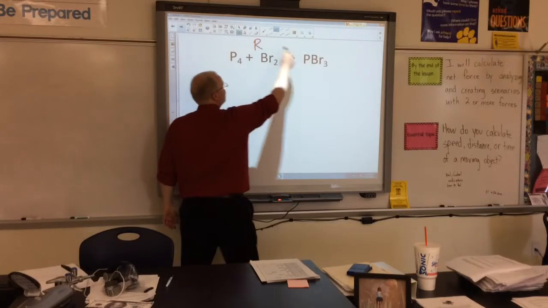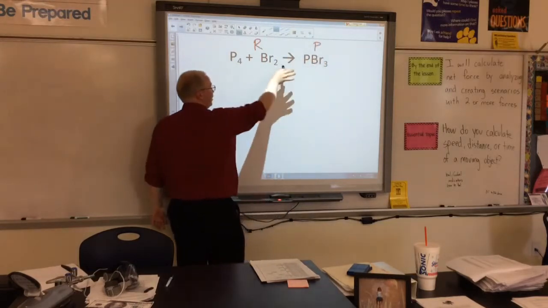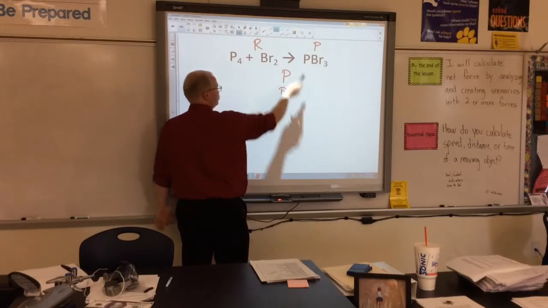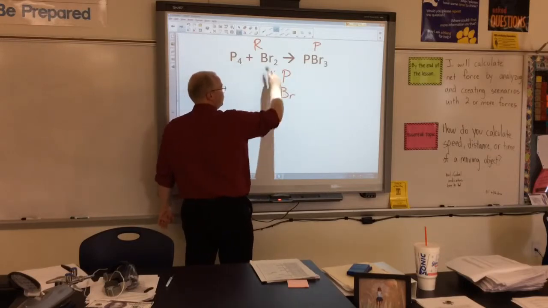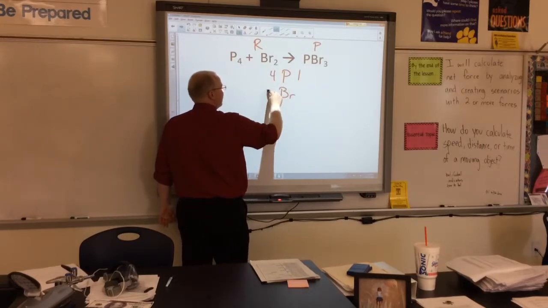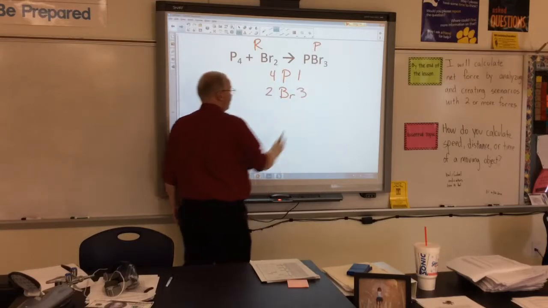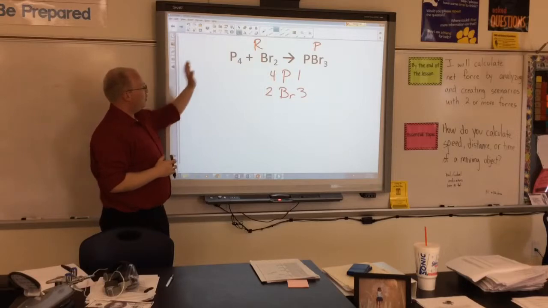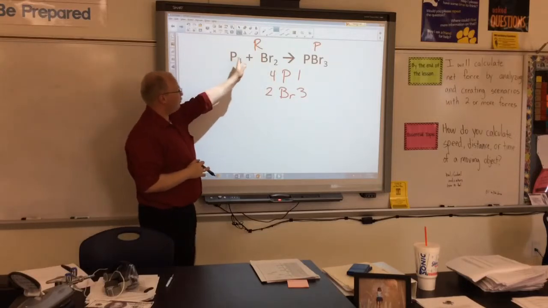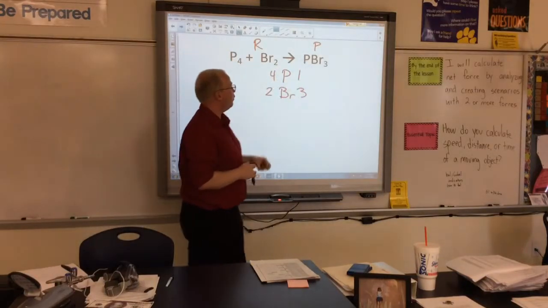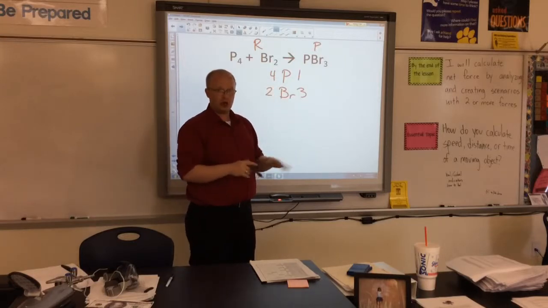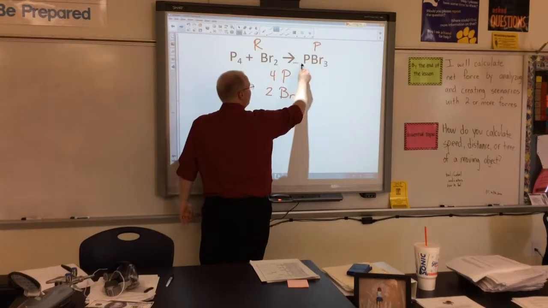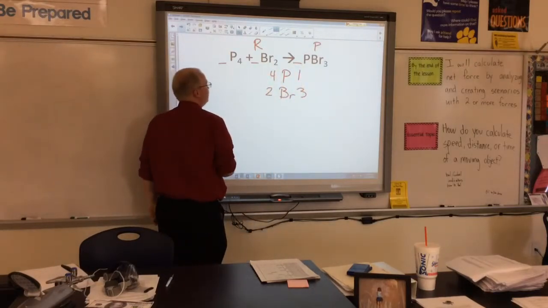So I've got my reactants, I've got my products. I'm going to list them underneath: P's, Brs, and just like I said, I've got 4 and 1, I've got 2 and 3. Now, to begin, to balance out the P's, I've got 4 here and only 1 here, and when you balance, you can only change coefficients. Coefficients is the only thing you can change. Coefficients would go here, here, or here.